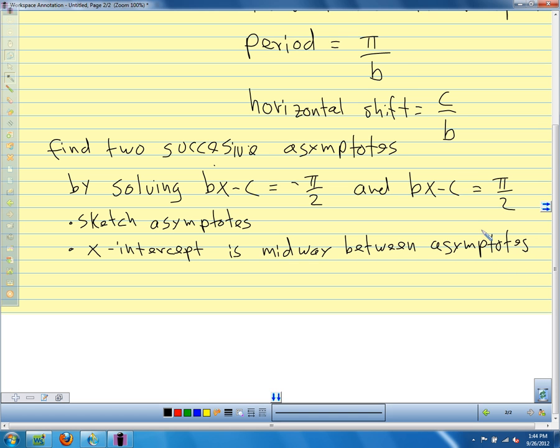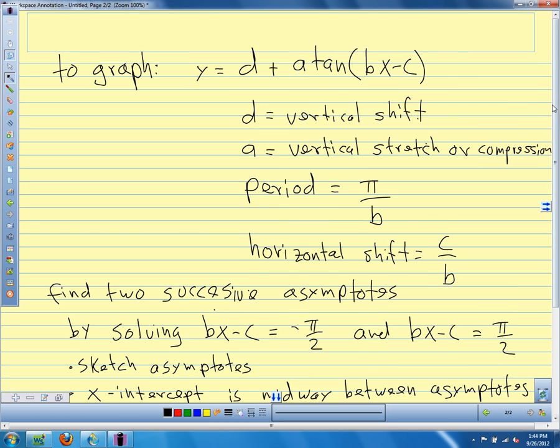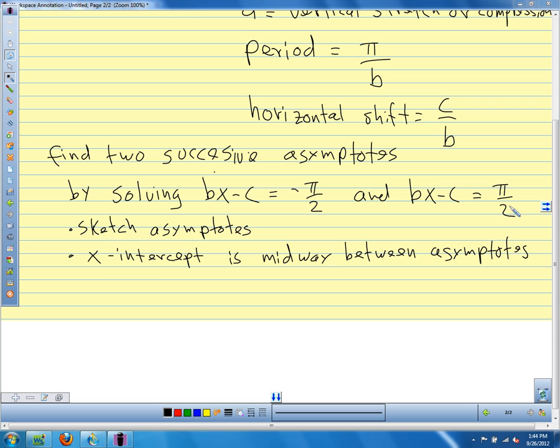So our x-intercept is halfway between the two asymptotes. Let's go back here real quick. So here are my two asymptotes. My x-intercept is right in the middle, halfway between those two asymptotes. So I know where my asymptotes are, I know where my x-intercept is, and now I'm almost done. So I find my two successive asymptotes, I find my x-intercept, and then I plot two additional points.